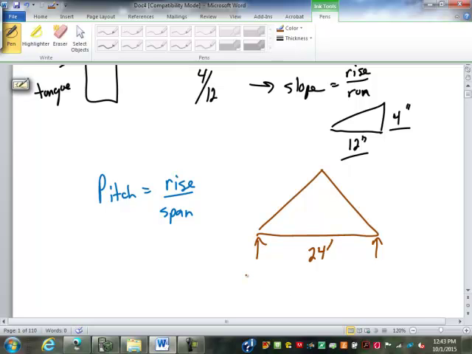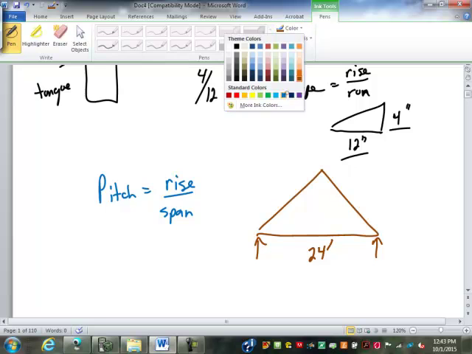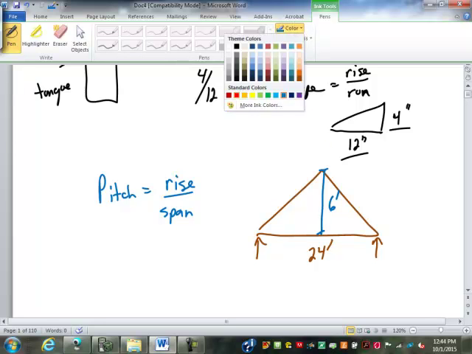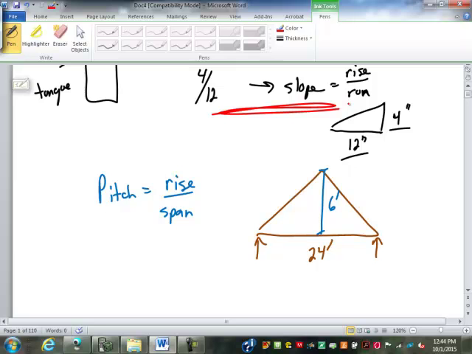So a 24-foot span and a 6-foot rise. Run or slope is always given per foot of run, per 12 inches of run. Or you could give it as feet of rise per 12 feet of run. Either way, if we're looking at slope, we're only looking at half of the common truss. How many feet is this here? 12 feet. 6 feet of rise for 12 feet of run. The slope, 6 feet for 12 feet, or 6 inches for 12 inches, they work out the same. It is a 6/12 slope.